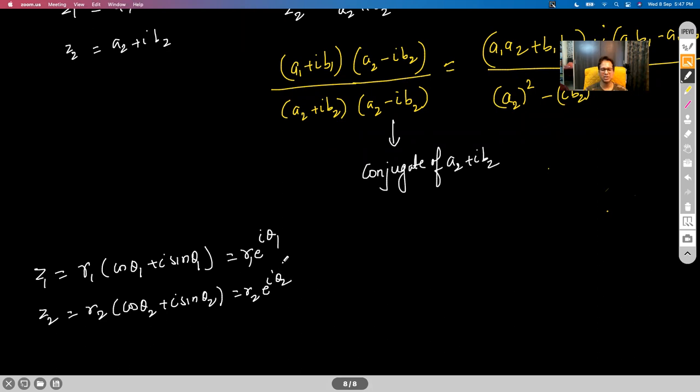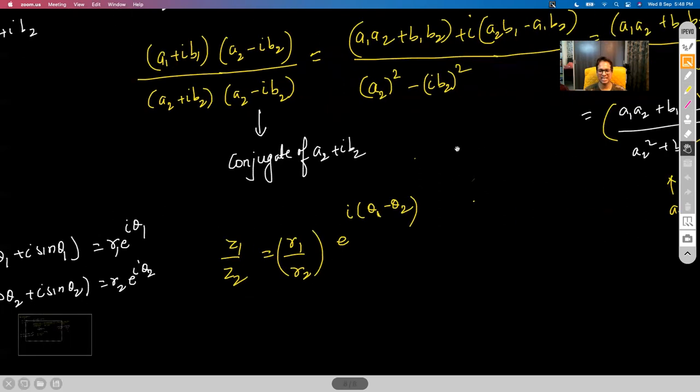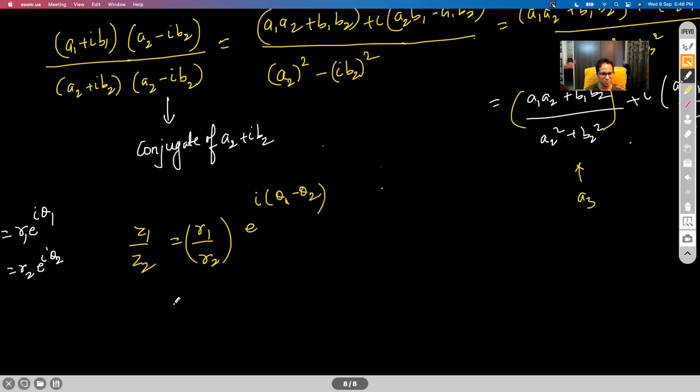In fact, I will not waste too much time doing the same process. I will just use my Euler form notation. Euler form notation is super fast. So Euler form says that, hey, if you're dividing one complex number by another complex number, this is what you are going to see. Okay. That means if you write the same result in polar form, you are going to see something like this.